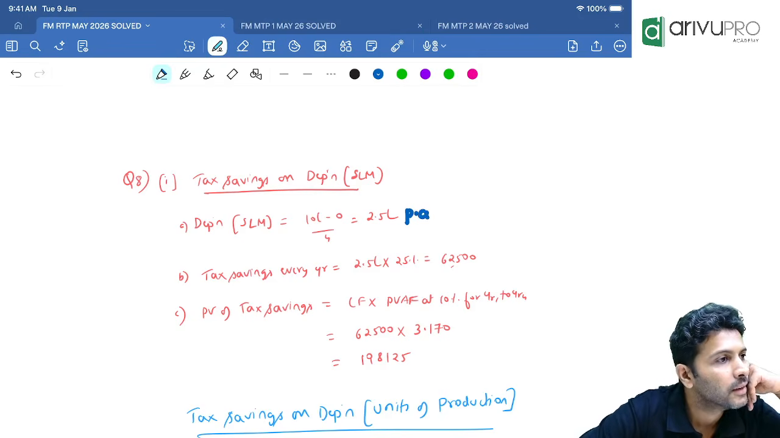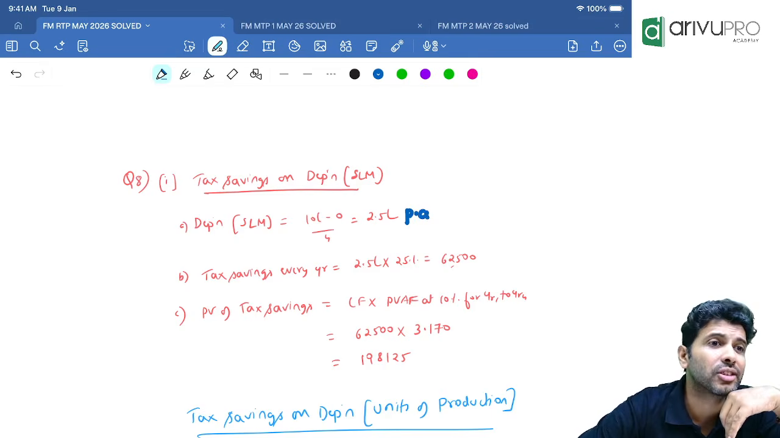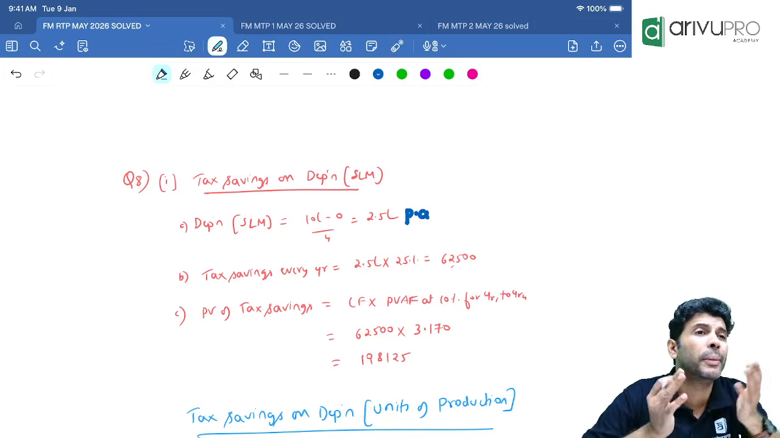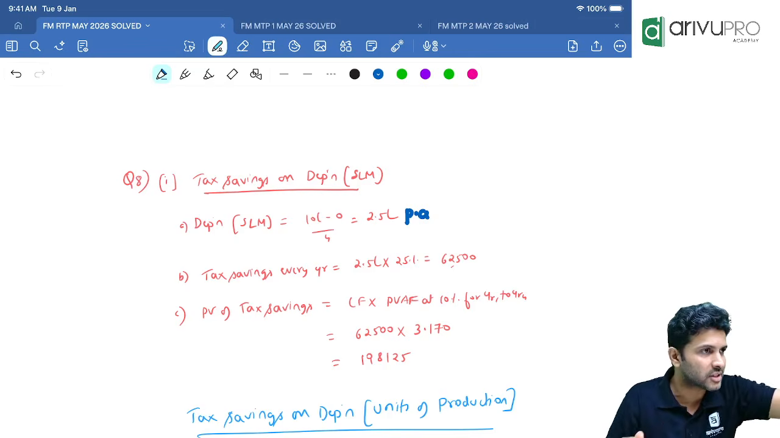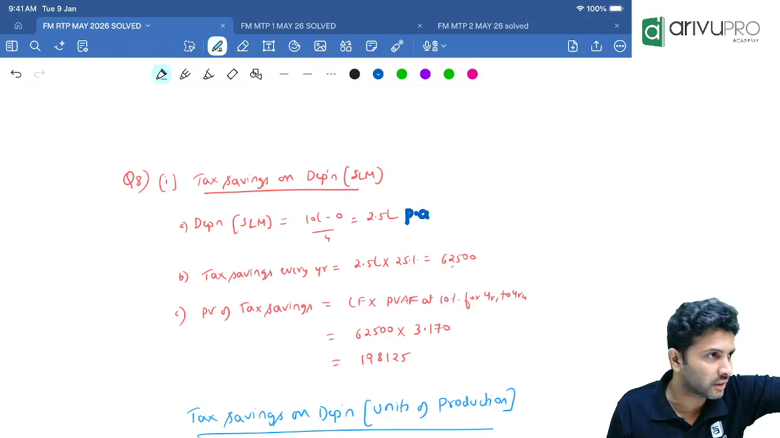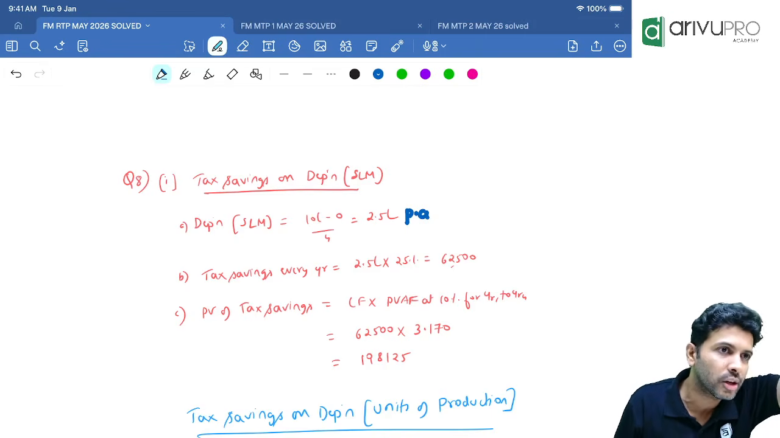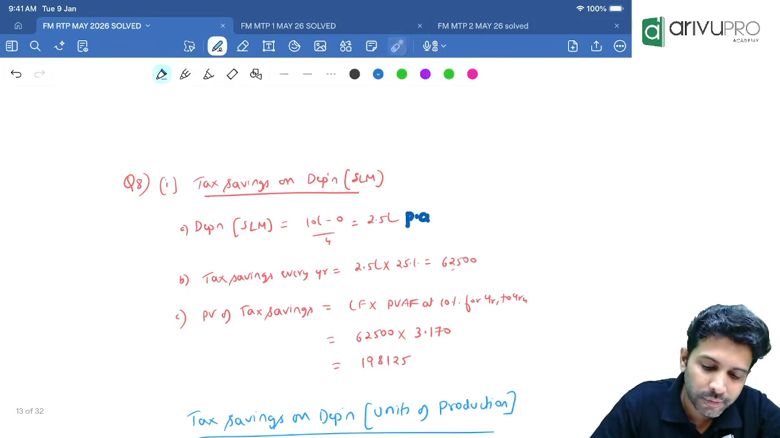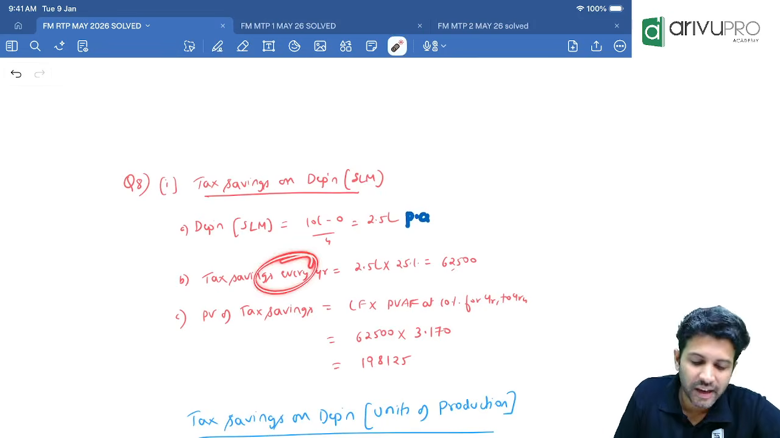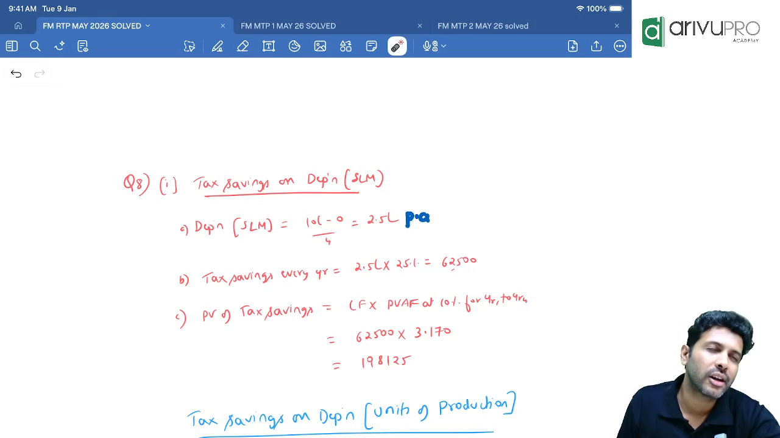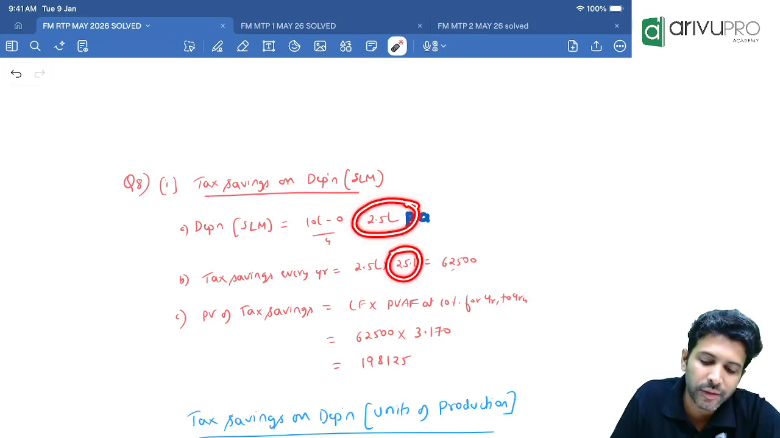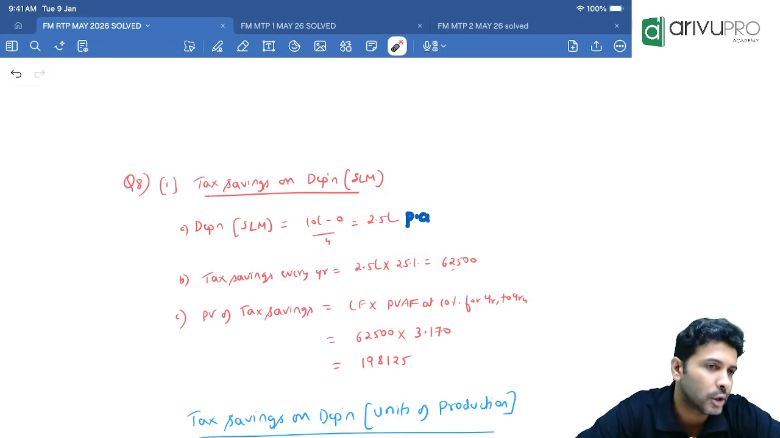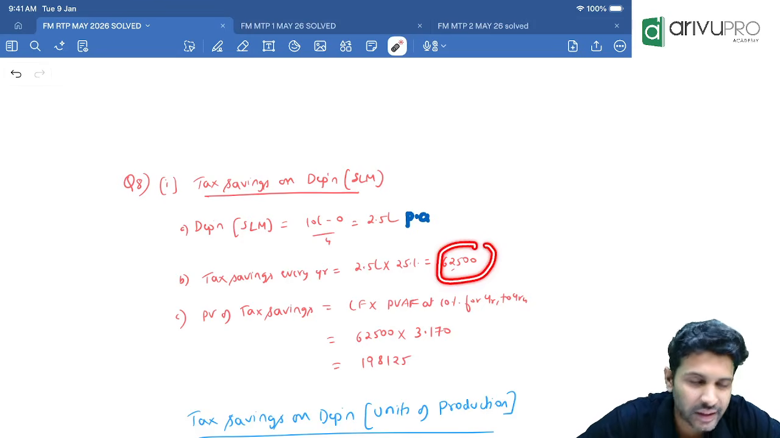Correct? Now, depreciation is an expense. Due to this expense, tax will reduce. So tax saving is the benefit. Yes or no? So what do we have to do here? Tax saving every year due to depreciation: what is the tax rate? 25%. So 2,50,000 into 25% is how much? 62,500. This is the benefit we will get every year.